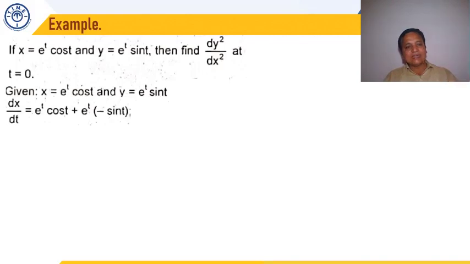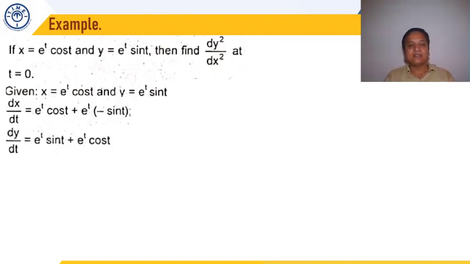So dx upon dt is e to the power t cos t plus e to the power t into (minus sin t). We differentiate x with respect to t. It's a product rule. First function cos t, into differentiation of e to the power t with respect to t, which is e to the power t, plus e to the power t into differentiation of cos t, which is minus sin t. So e to the power t can be taken out common. This becomes cos t minus sin t. This is dx by dt.